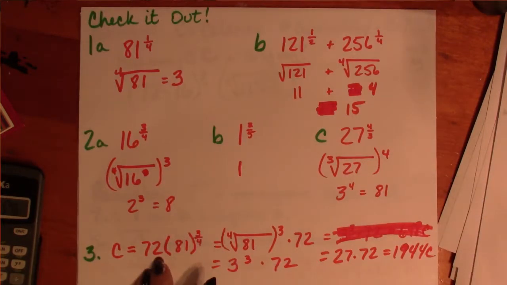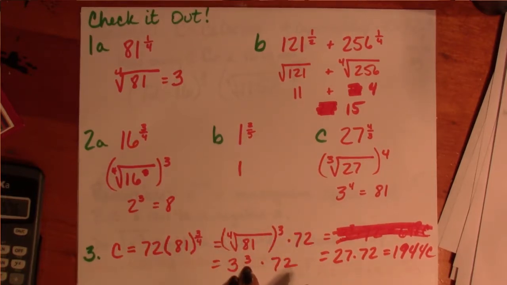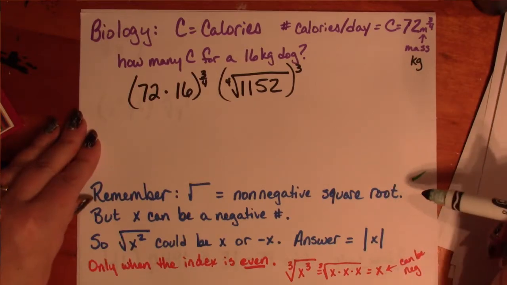So for our panda, 72 times 81 to the 3/4, the 4th root of 81 cubed times 72 is 3 cubed times 72, which is 27 times 72, which gives us 1944 calories. Okay? Then they throw this remember bit in here.